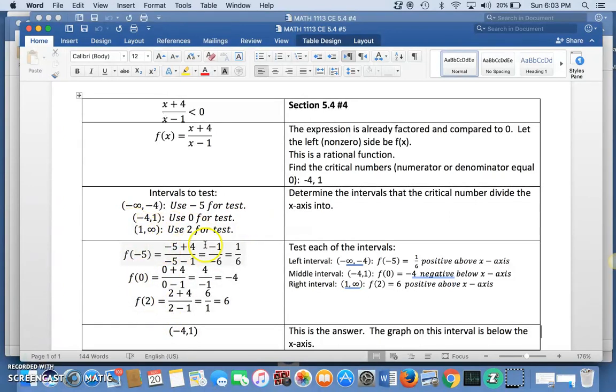And from 1 to infinity, you can just use 2. You end up with the number 6. So that's a positive number, so it's above the x-axis. The problem wanted to know when it was less than 0, in other words, where it was below, or giving you negative answers, and that would have been in this middle interval from negative 4 to positive 1.